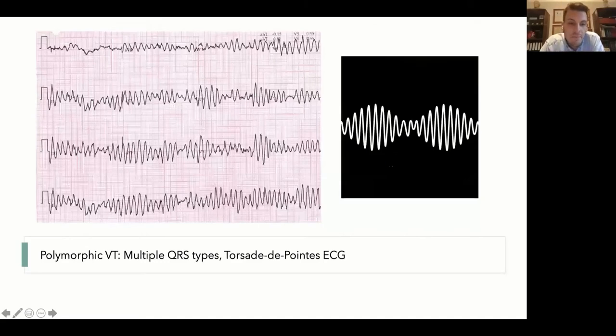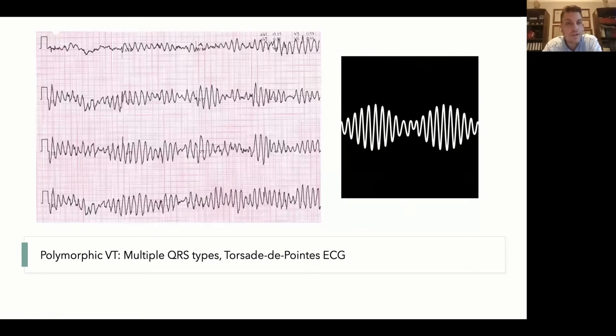Now, polymorphic ventricular tachycardia. I think you should familiarize yourself with this shape here. I'm guessing this is an album that many of you have actually heard. This is an album of music. I'm sure most of you know it. It will be familiar and help in recognizing polymorphic ventricular tachycardia.